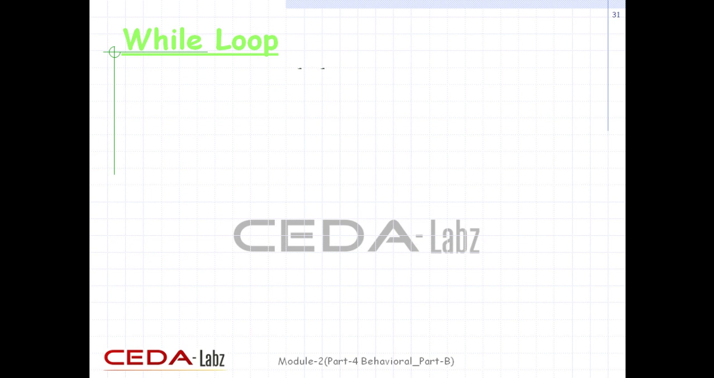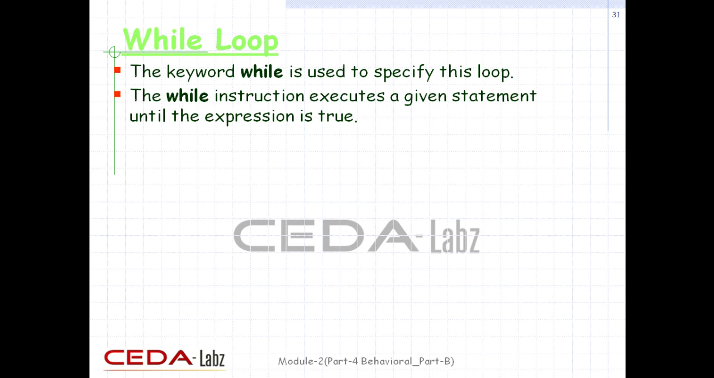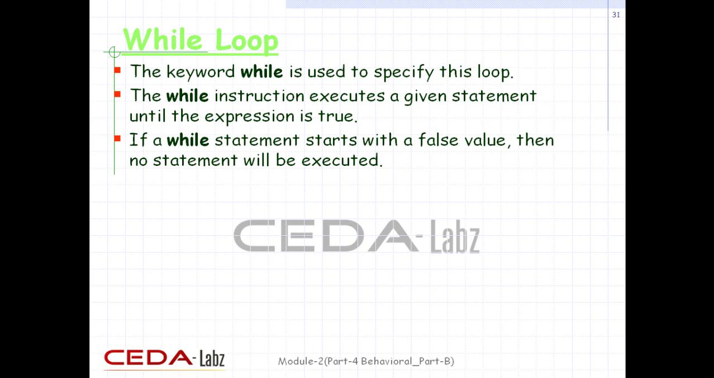The keyword while is used to specify this loop. This loop executes the procedural statement until the specified condition becomes false. If the expression is false to begin with, then the procedural statement is never executed. If the condition is an X or a Z, it is treated as a 0, that is, false.